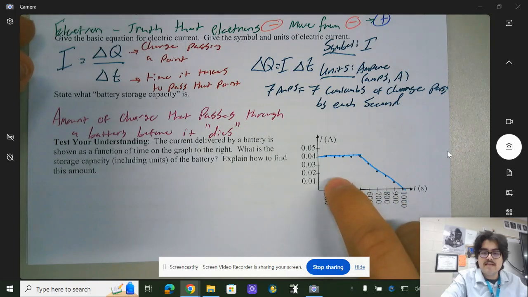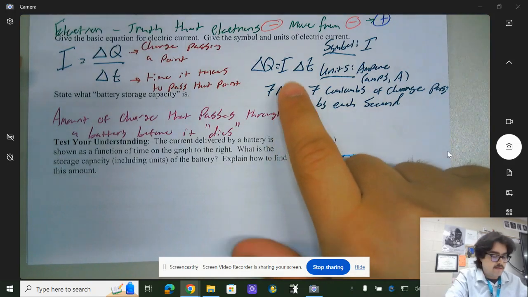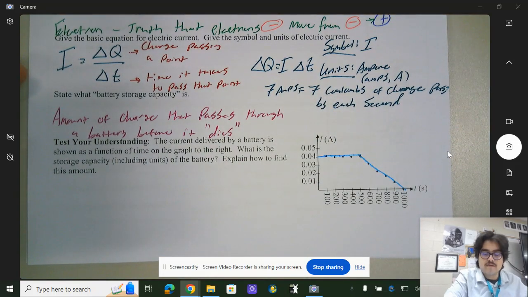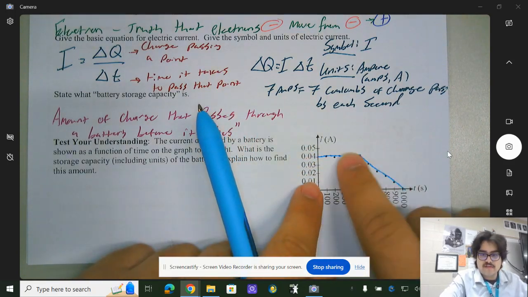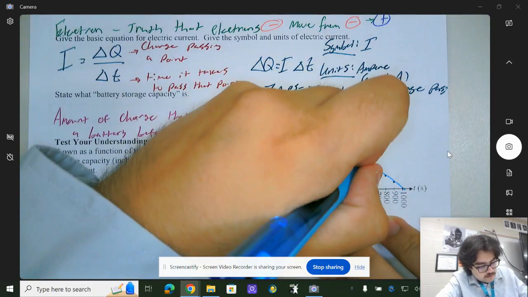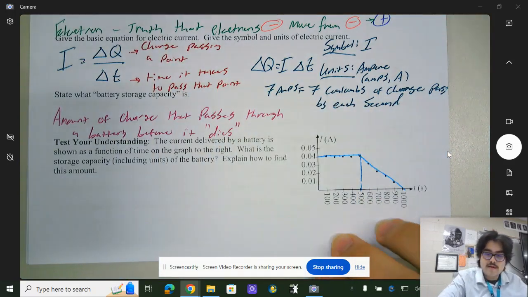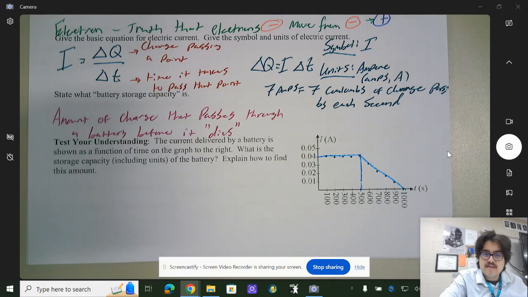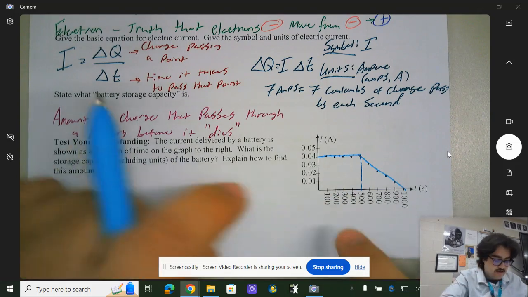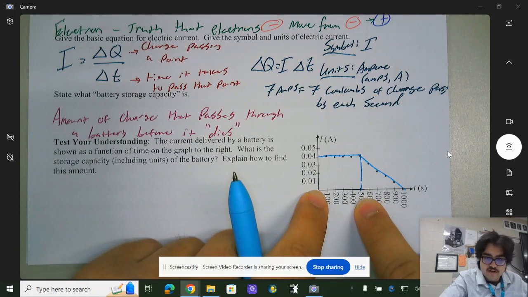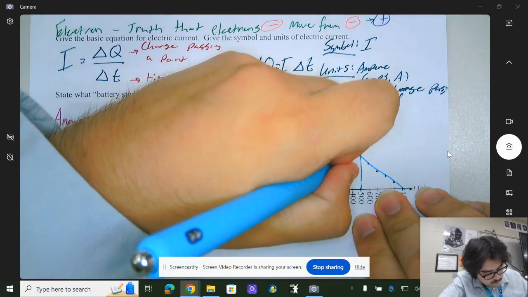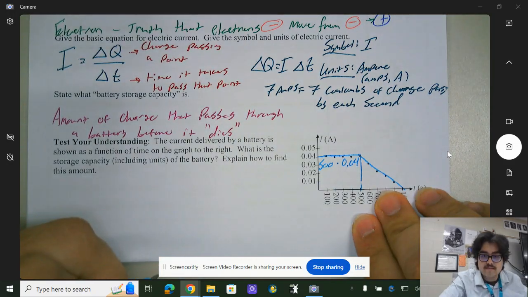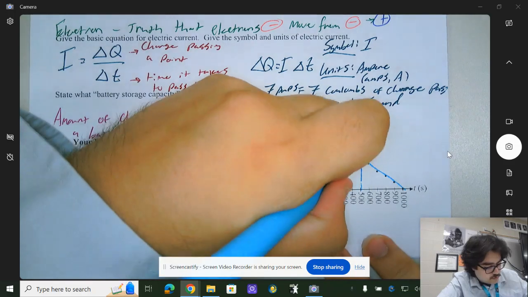Well, to determine the amount of charge that's passed through the battery in the time of its life, we could use the current times the change in time. This is our change in time. This is the current. We're basically going to find the area of this section. If we find the area of this function, we can determine the battery storage capacity. So we have one leg that's worth 500, so it's 500 times 0.04. You multiply that out, that gives you 20 coulombs.